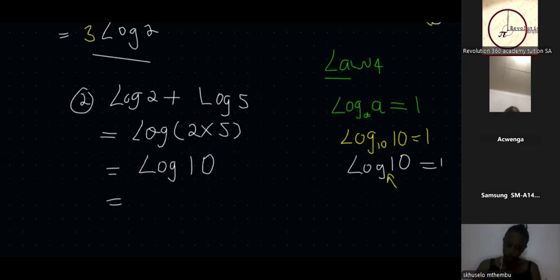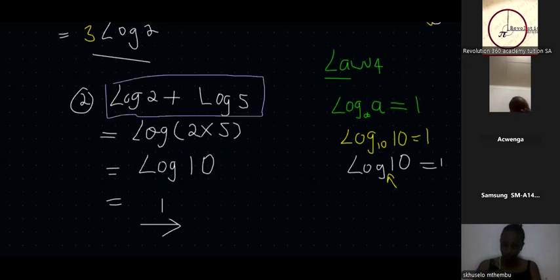And for you not to make mistakes, those who have Casio calculators, punch this on the calculator, you'll still get 1, being your final answer. So the importance of us using laws of logarithms is that we use them so that we don't depend on the calculator. Any question? Okay, let's proceed.